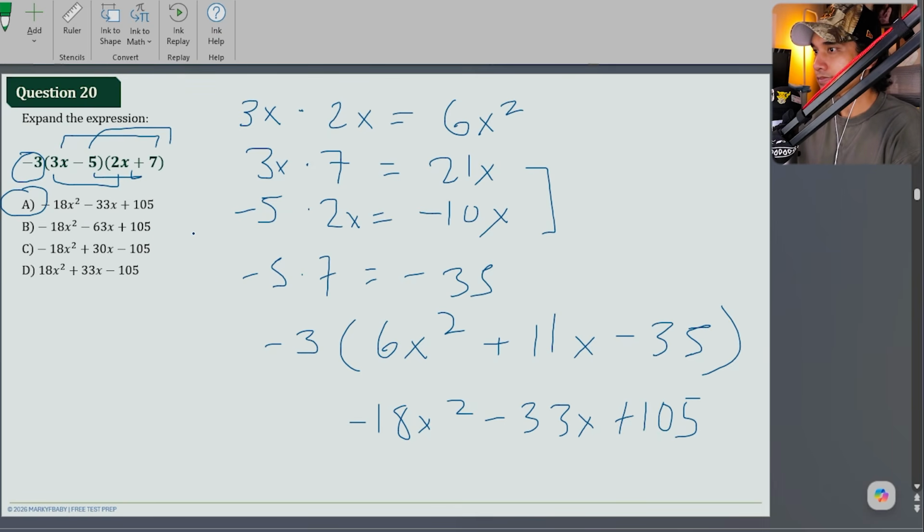That's it. All you have to do is FOIL and multiply the coefficient, or you could multiply the coefficient first and then FOIL. Question 20 complete. A is the correct answer.